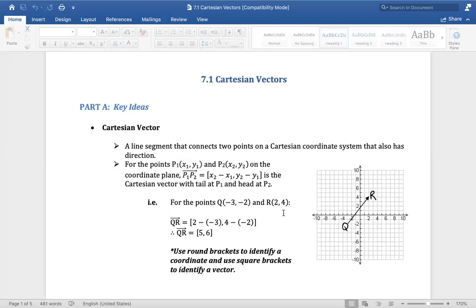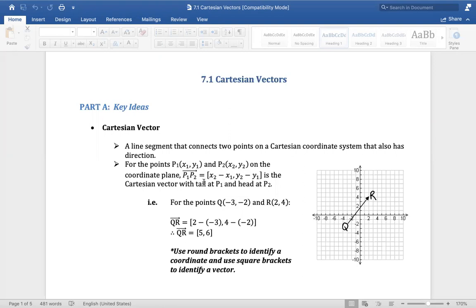So for the points, let's say Q is P1. So that's a coordinate point of X1, Y1, right? Just meaning the X value of the first point, the Y value of the first point. And P2, let's say, is R. So that would be the X2, Y2 point on the coordinate plane. Then my Cartesian vector of P1, P2.